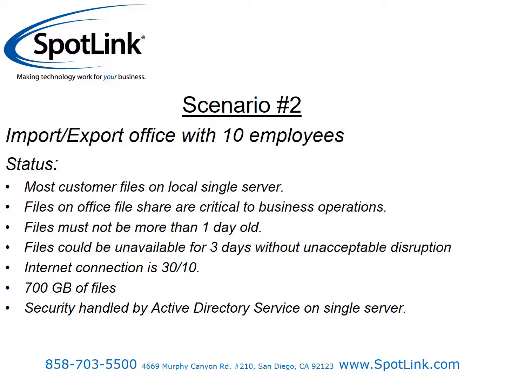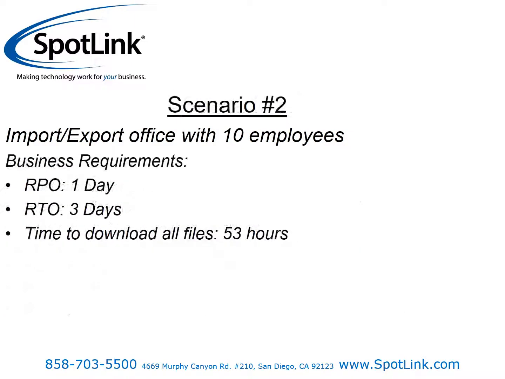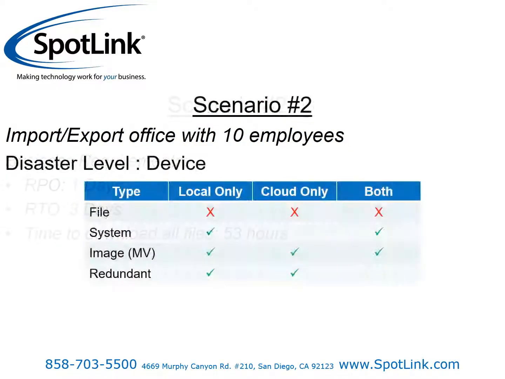So translating that to business needs, they have a recovery point objective of 1 day, a recovery time objective of 3 days, and a time to download all files of 53 hours. So when we look at this, for a device level disaster, files aren't going to work because they have to restore entire systems. They have to be able to recover that Windows server with all their credential information inside of it. So a system level backup would probably work, as would the higher level solutions.